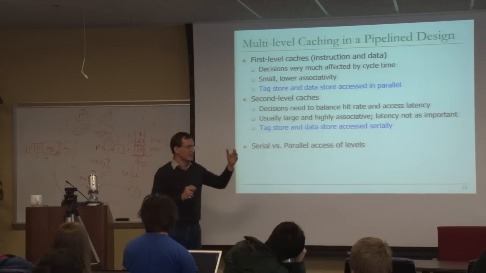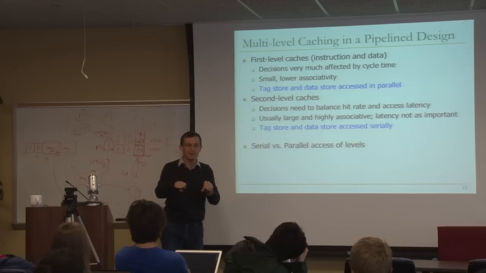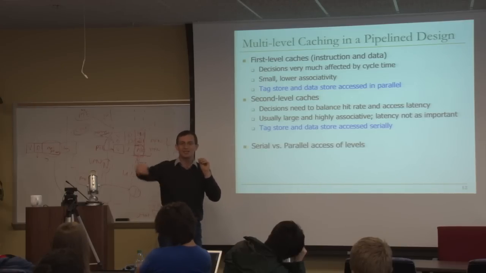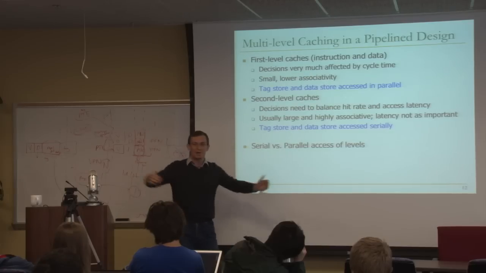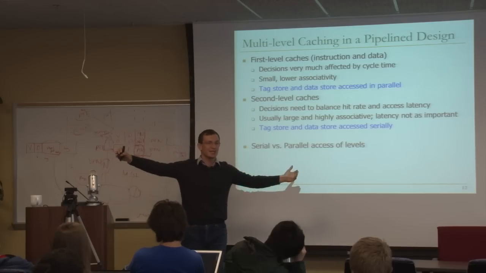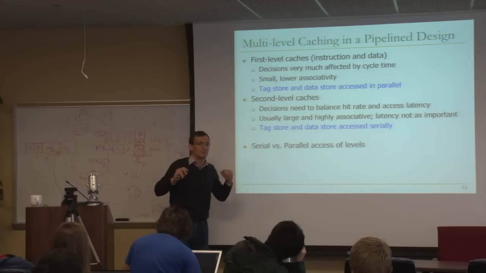Because if you actually access the tag store and data store in parallel, if you miss in the cache, well, that's a wasted data store access, right? And if it's a highly associative cache, you're powering up the entire word line of the data store, and that's a lot of power consumption.